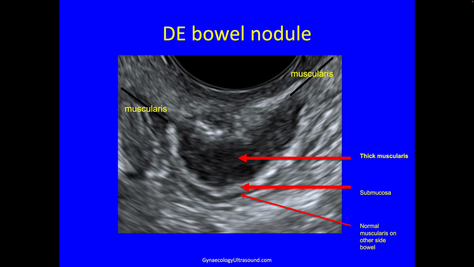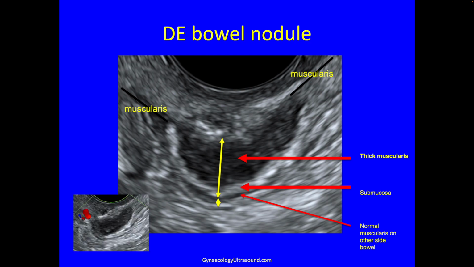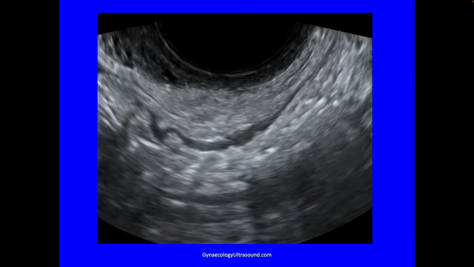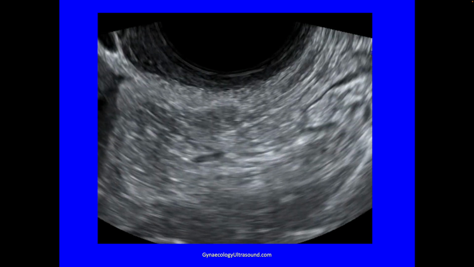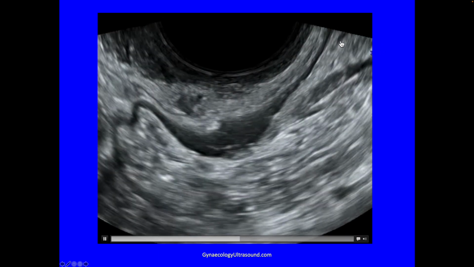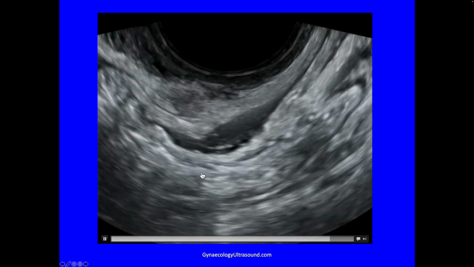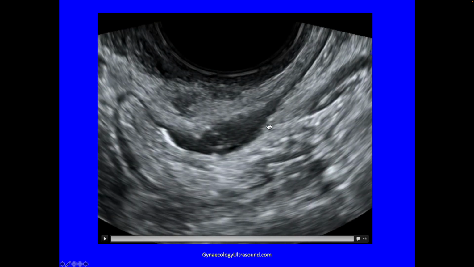Normal muscularis on the other side, the posterior wall, is never affected by endometriosis, and you can see the disparity in the thickness of the bowel wall. Colour, it doesn't really have much vascularity. If it did, then you need to think of other pathology. So just looking at this bowel nodule, again, in longitudinal plane, just going slightly from side to side, you can see normal muscularis going in and out of it, and you can see that this is a nodule of very disrupted muscularis, very disrupted and thick.